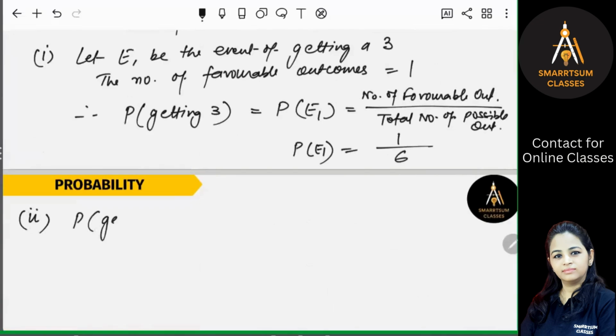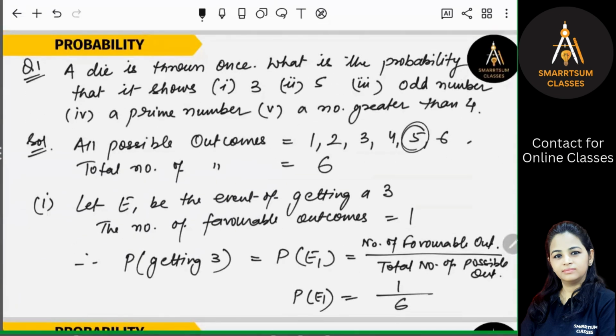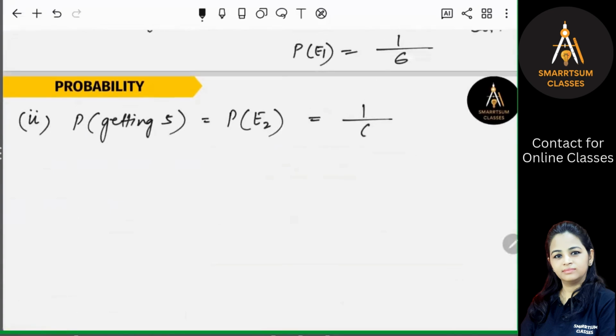Now, similarly, let's see the second part. Probability of getting 5, right? So getting 5 is an event, and suppose this is event 2, E2. So what are the number of possible favorable outcomes in which you are getting 5? Again, that is just 1. Yes or no? Okay. So 1 time you are getting 5 only, right? So 1 divided by total number of outcomes. What is the total number of possible outcome? That is 6. So P(E2), or P of getting 5, will also be 1 by 6.